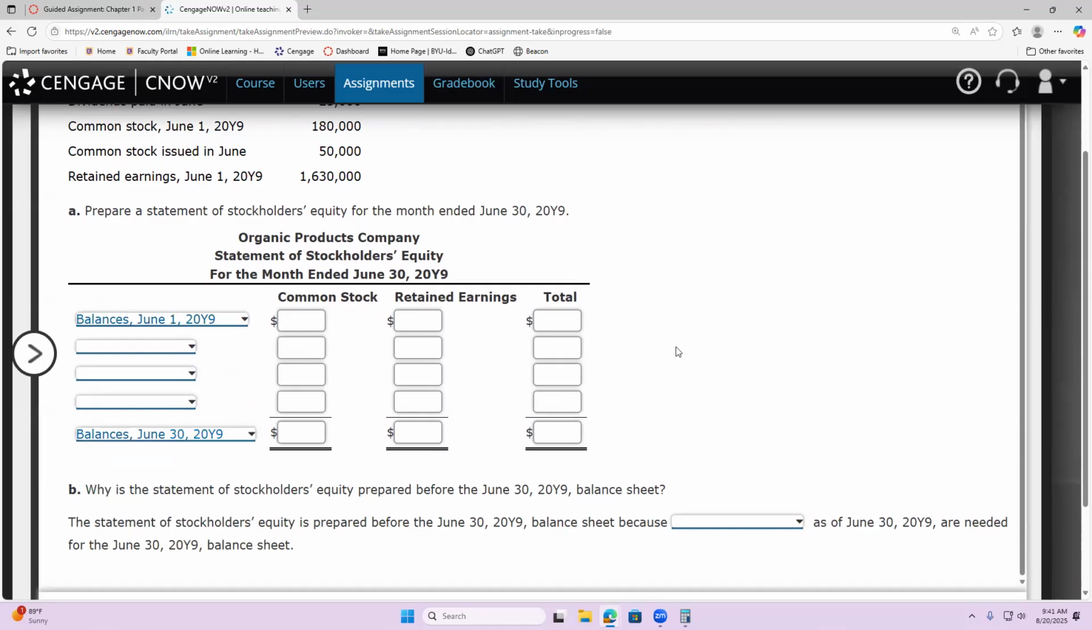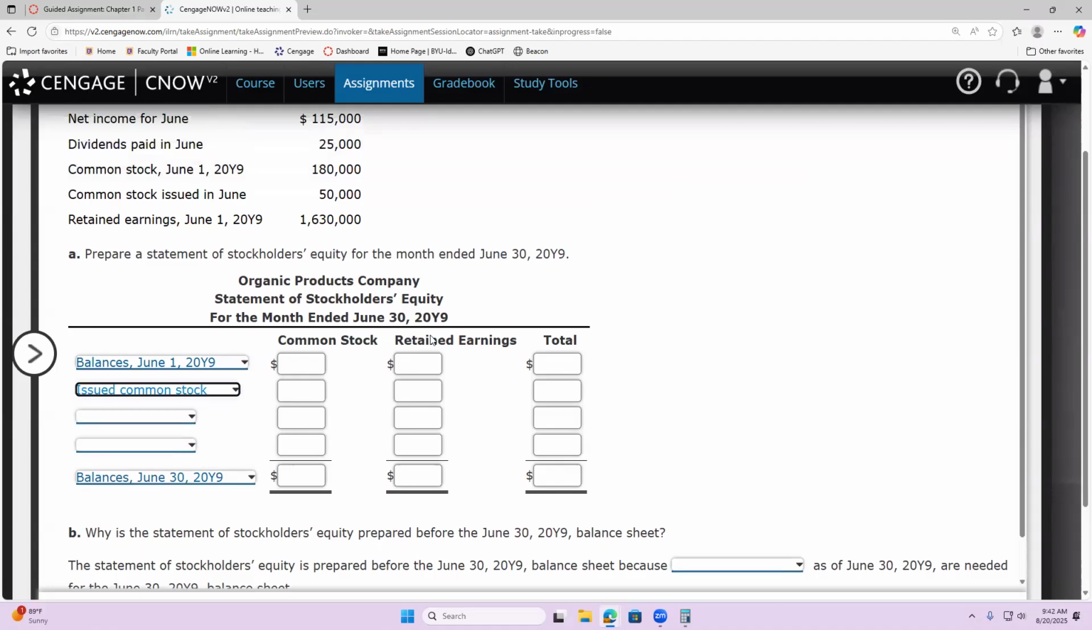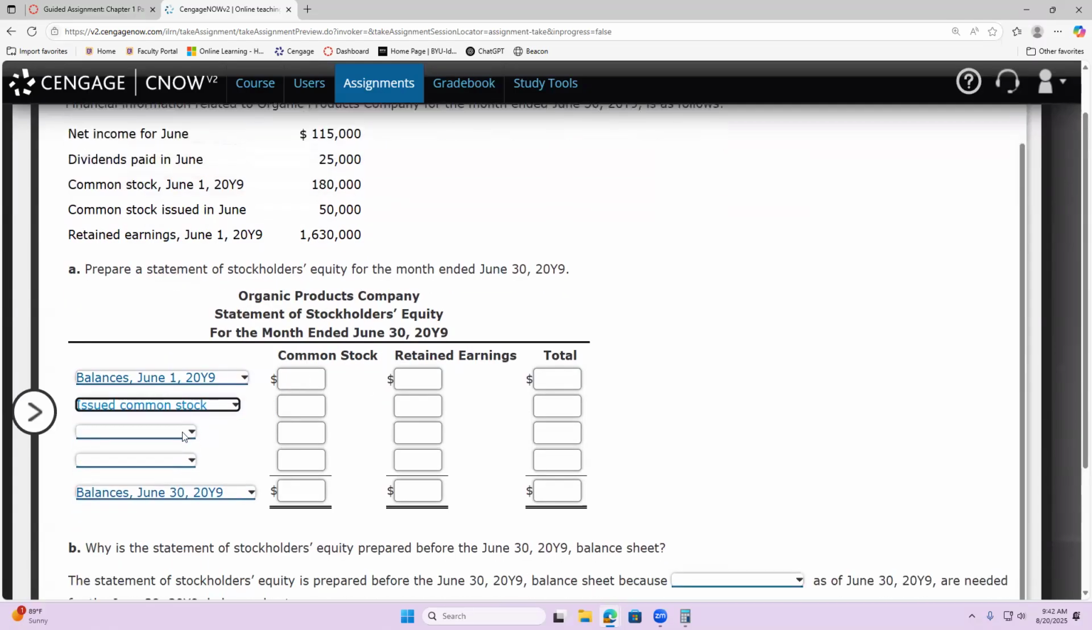Sometimes on these, it's hard to know how to start. So I always start with what I know, which is that it's going to start with the beginning and end with the end, right? And then I can try to build it from there. Then we're going to have that we issued common stock and that we earned some net income and that we paid out dividends. You'll notice the pattern of these is always really the same.